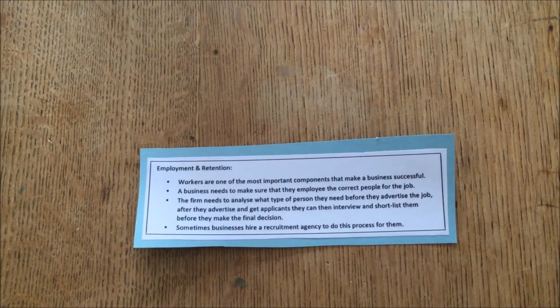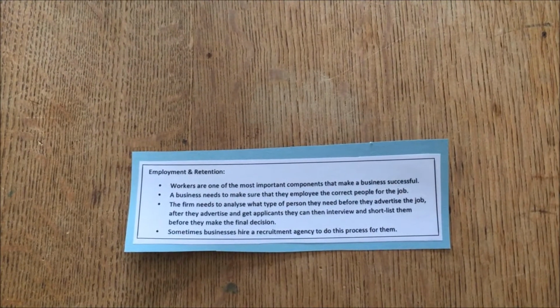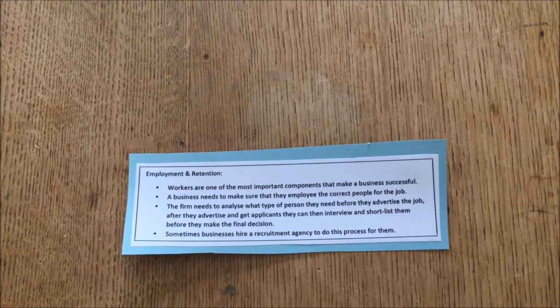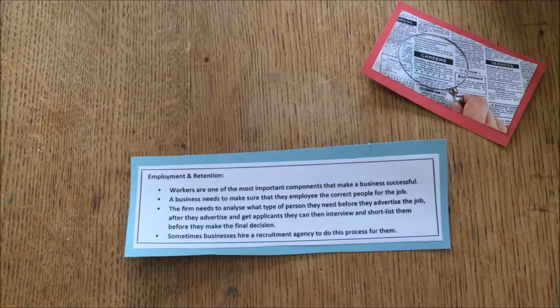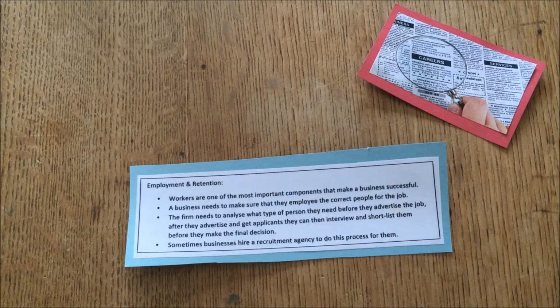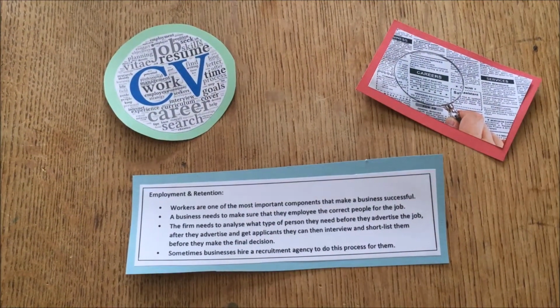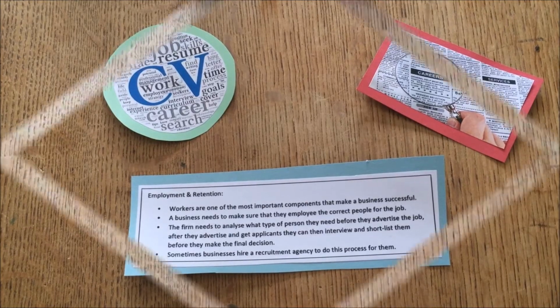Employment and retention. Workers are one of the most important components to make a business successful. A business needs to make sure that they employ the correct people for the job. The firm needs to analyse what type of person they need before they advertise the job. After they advertise and get applicants, they can then interview and shortlist them before they make the final decision. Sometimes businesses hire a recruitment agency to do this process for them.